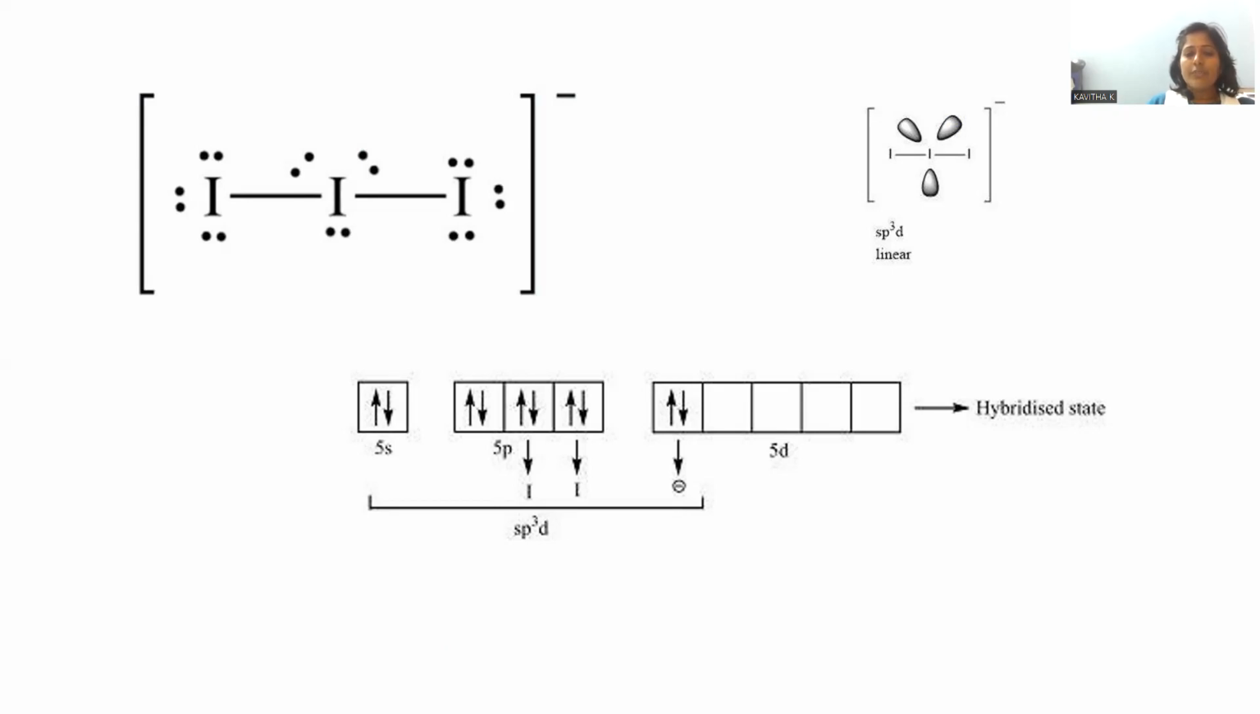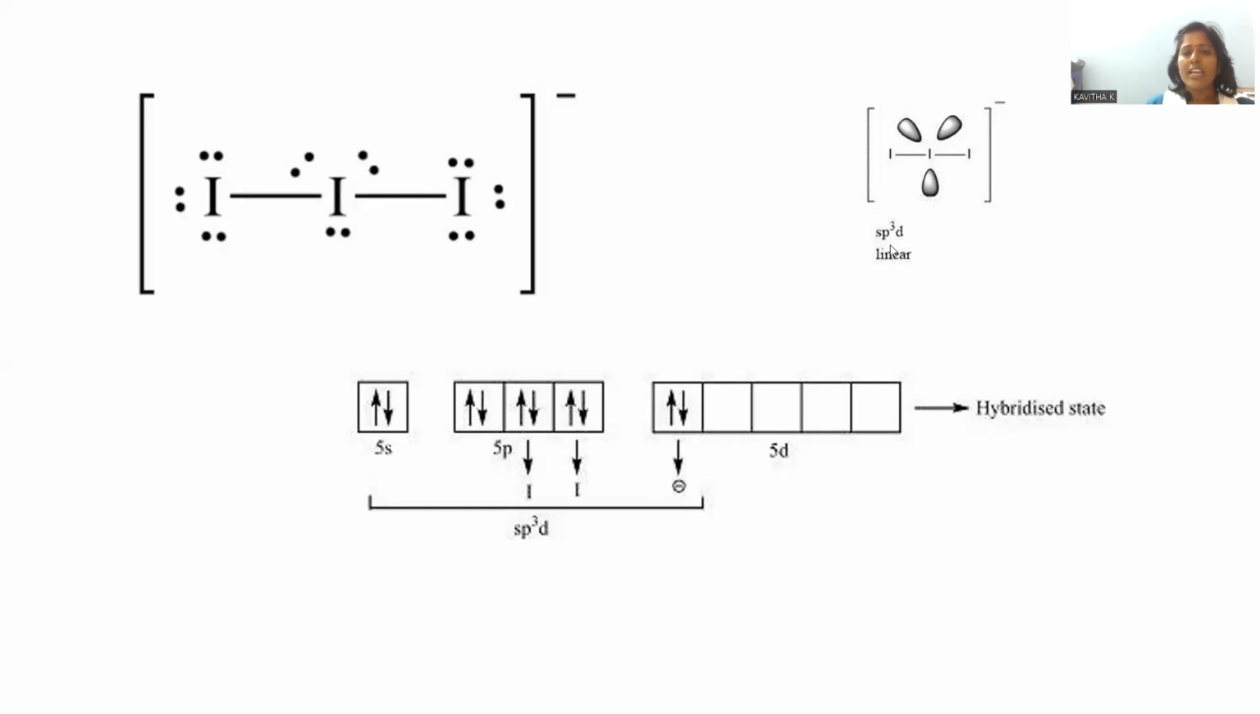sp3d hybridization will be there, but among all, only these 3 will participate in the bonding, because the other 3 are lone pairs of electrons, and these electrons are paired. So if you observe the molecule, iodine is able to give the bonds in this manner. So linear shape will be accorded, and one more negative charge will be there, and 3 lone pairs of electrons are also present around the central iodine.